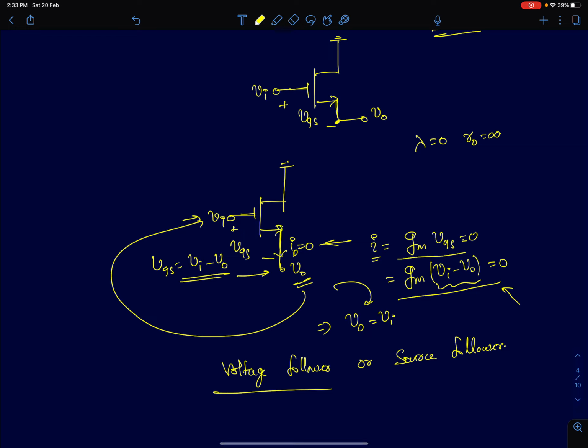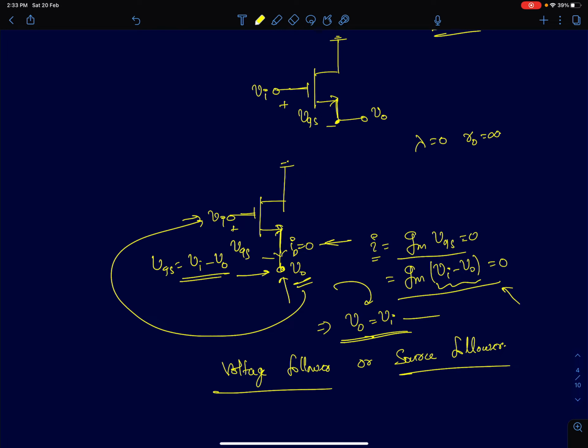So it's referred to as a voltage follower, or sometimes it's also referred to as a source follower, because your source node here follows the gate node or the input node. So the first thing we have seen is that the voltage gain happens to be 1. We said that a common drain configuration approximates a buffer, and this is the first proof which shows that it approximates a buffer.